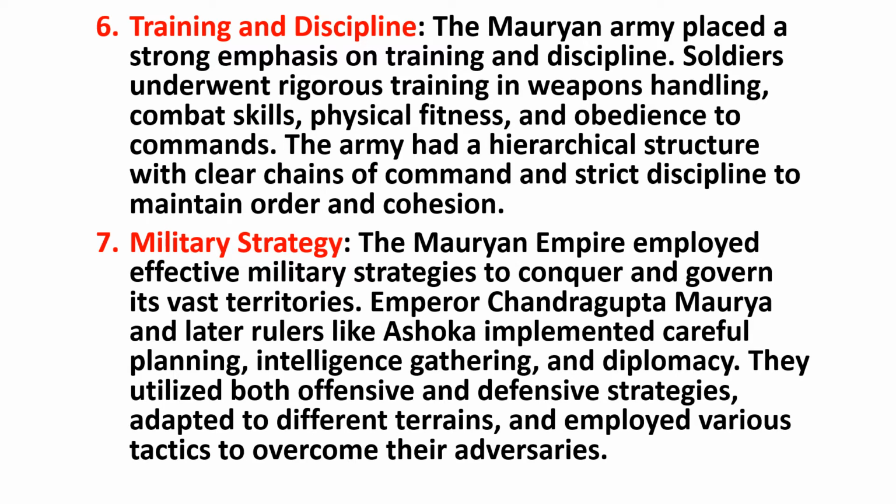Seventh one, military strategy. The Mauryan Empire employed effective military strategies to conquer and govern its vast territories. Emperor Chandragupta Maurya and later rulers like Ashoka implemented careful planning, intelligence gathering, and diplomacy. They utilized both offensive and defensive strategies, adapted to different terrains, and employed various tactics to overcome their adversaries.